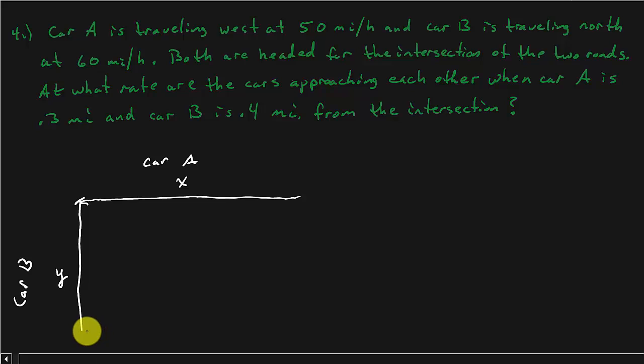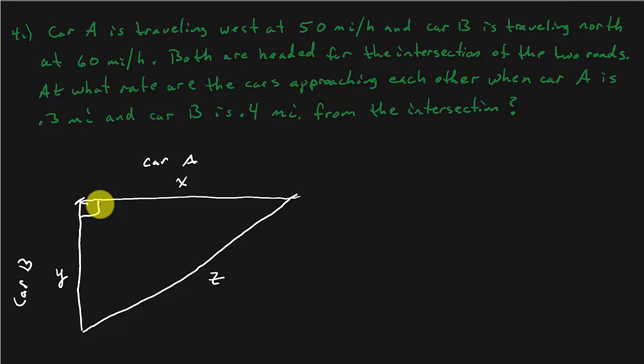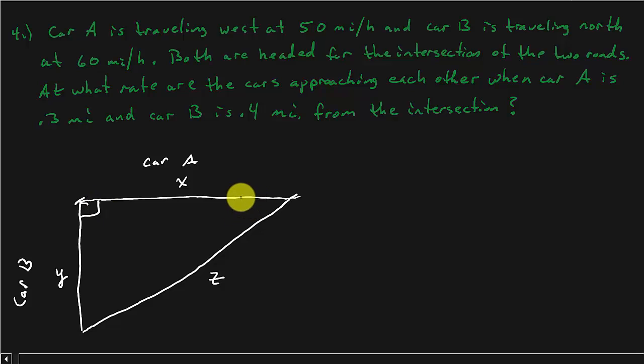And we've got this line right here. We'll call that Z. This is a right triangle. All right. So it says at what rate are the cars approaching each other? So you can see as this car's driving this way, this car's driving this way, this right here is changing. It's getting shorter and shorter and shorter, and that's how they're approaching each other. Okay, that's the change in this Z.